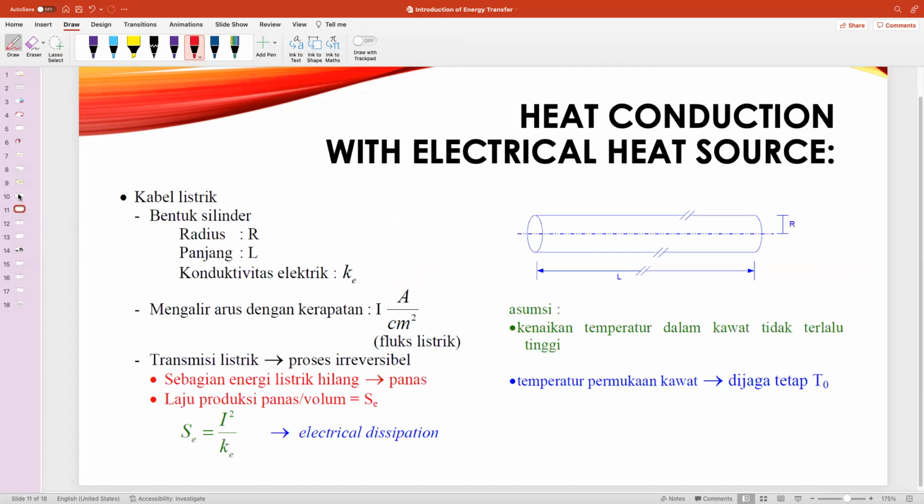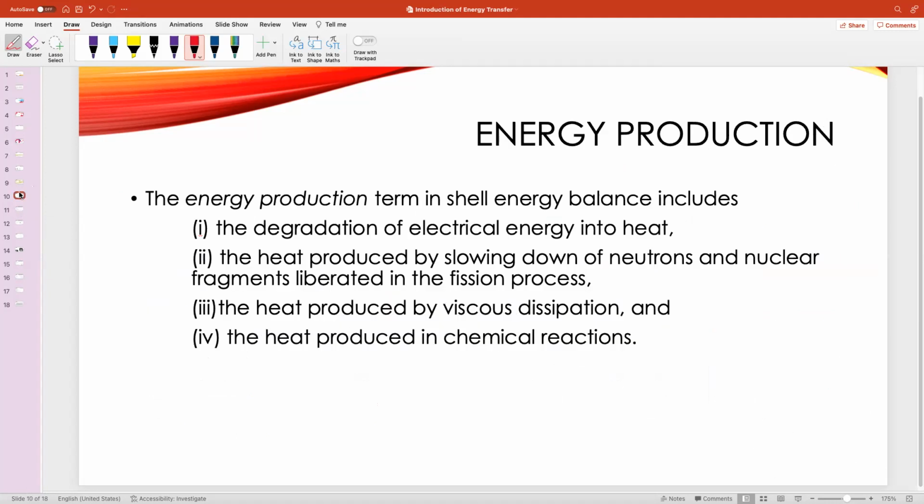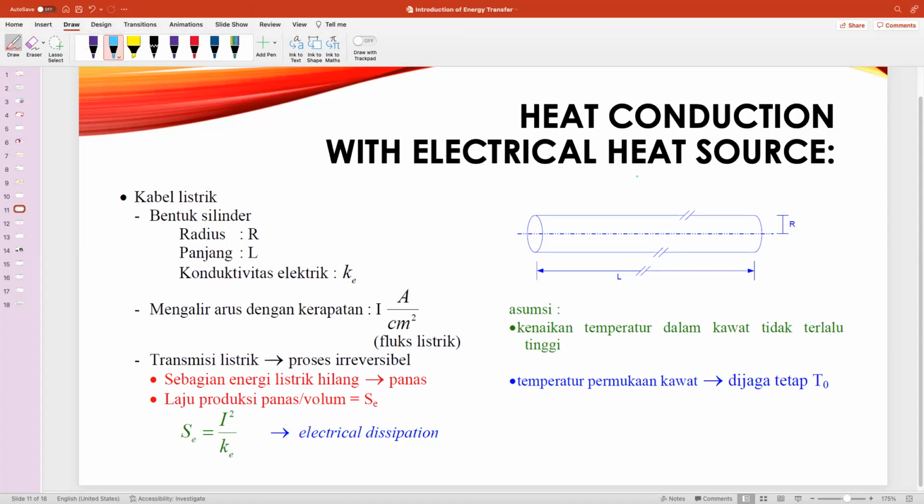Okay, so now we're going to start some examples. The first one is about heat conduction. Like Pak Anggit said last week, we don't need to write all of these out. It is good if you want to write all of them, but later on some of them would cancel out. Sebagian bisa dicoret. Here I would like to give you some examples about heat conduction with an electrical heat source. So the keyword here is that we have a heat source or heat generation.